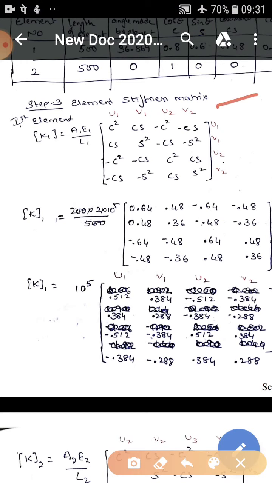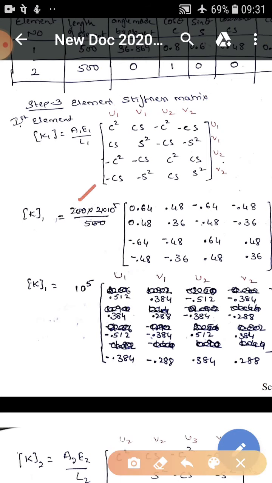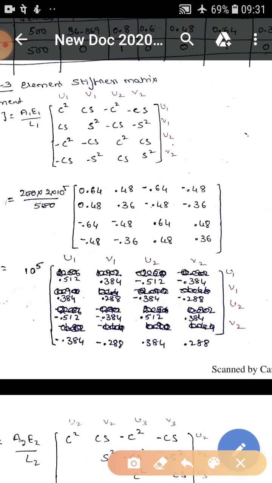The top 4 entries are negative. For the first element, the displacements associated with it are u1 v1 u2 v2. Now substitute all those values. Area is around 200 mm square, Young's modulus is 2 into 10 raised to 5, and L is 500 mm. Then substitute into our stiffness matrix values, C square, CS and all those things, directly from the element table.